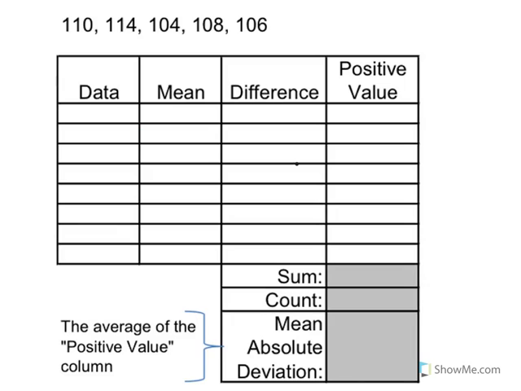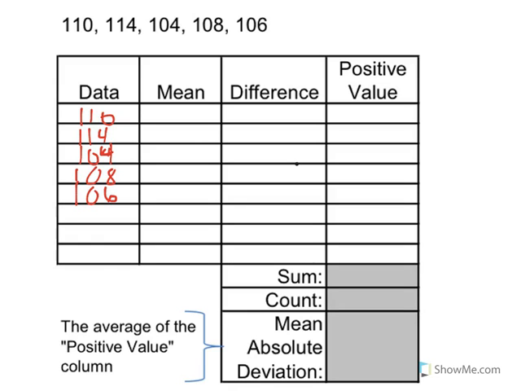So on number 2, we have 110, 114, 104, 108, and 106. I can already see that these are not very spread apart. They look to be fairly close together. So I would expect to have a small MAD. Even though the numbers are big, the spread is not very large.